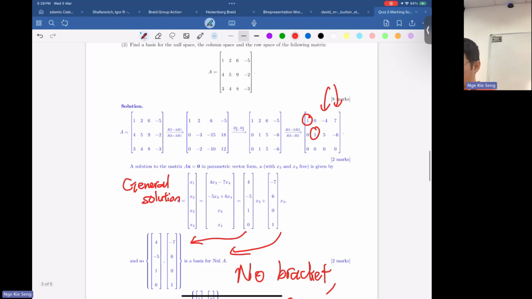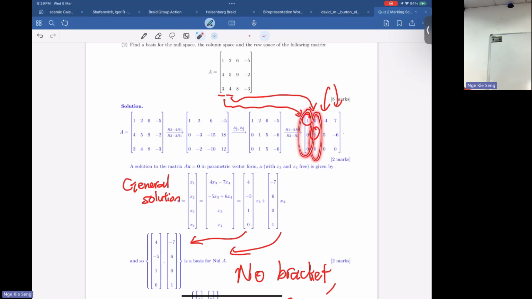Next, about column space. The column space will be the columns that correspond to the pivot positions here. I think it's very good. I think only a few of you picked from the REF columns, less than 10. Make sure that you know that you need to pick from the original matrix here.